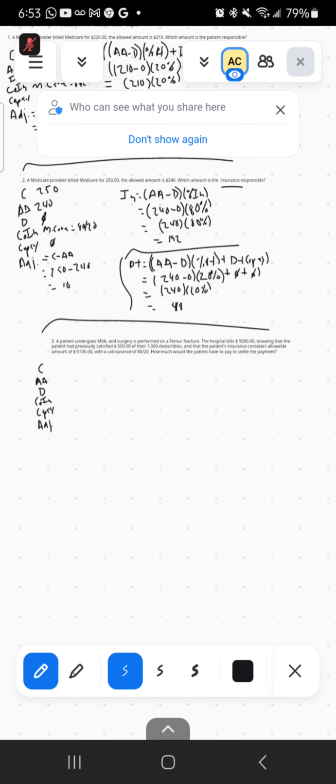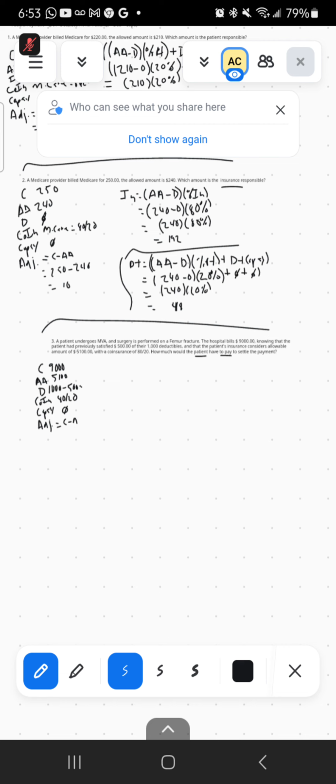Patient undergoes surgery, performs femur fracture, hospital bills $9,000. The patient has paid $500 out of $1,000 deductible, so $1,000 minus $500. Patient insurance considers allowable amount of 5100. Co-insurance is 20%. How much does the patient have to pay? There's no co-payment, so 0.